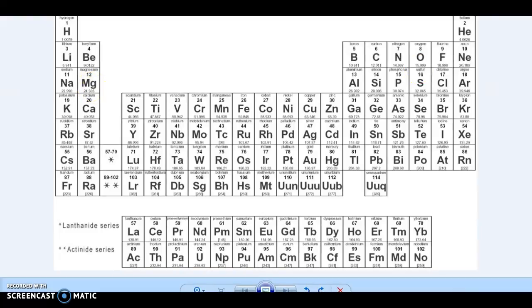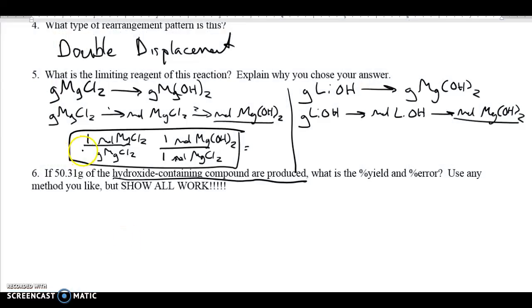Does that sound about right? If my math is wrong, you can fix that. I apologize. So that's 95 grams. If you don't understand this, check out my video called Molar Mass. It will walk you through that.